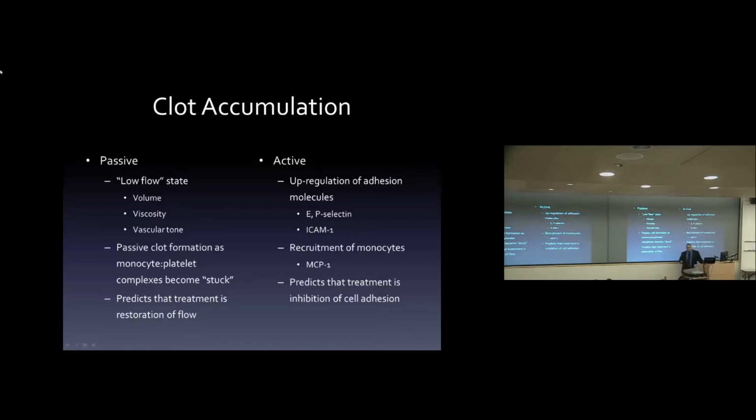When you consider these two possibilities, you would think they would have different potential treatment patterns, right? For passive clot, to prevent the clot accumulation, you'd simply have to restore the hemodynamics to normal, right? So basically fluid resuscitation, kind of like what we do right now. However, if there's an active binding process, there's a lot less that you can do with just fluid, right? You'd have to actually molecularly inhibit that cell interaction, right? And to some extent, maybe heparin wouldn't work, right?